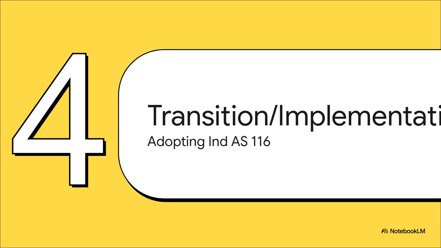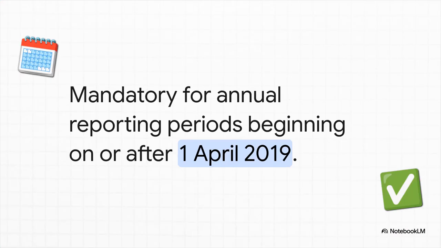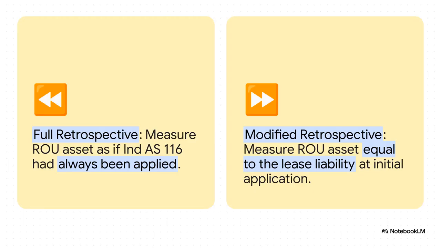Let's shift gears and talk about one of the most complex parts of the standard, the initial adoption. Honestly, the transition to Ind AS 116 was a massive project for most companies, and the choices that were made back then, especially around the practical expedients, have had really long-lasting effects on financial reporting. And just to lock in the timeline, the mandatory effective date was for annual periods starting on or after April 1st, 2019. So for a typical company with a March 31st year-end, their date of initial application was April 1st, 2019.